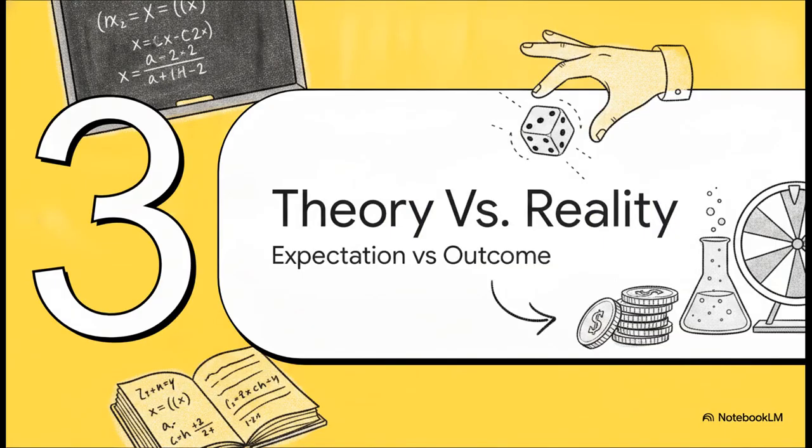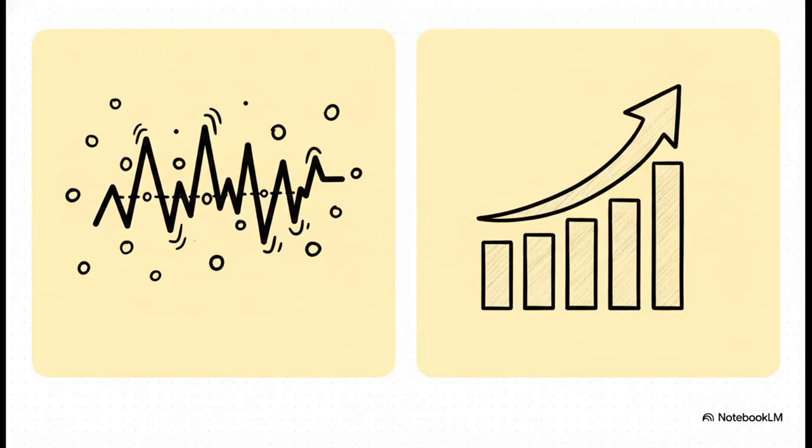Okay, Section 3, Theory versus Reality. This is all about expectation versus outcome. Now, what's really interesting about this is it brings us to the absolute biggest misconception in statistics, the clash between theoretical math and physical experiments. Notice the distinct difference between the short run and the long run. A probability model absolutely does not guarantee what happens in the short run.